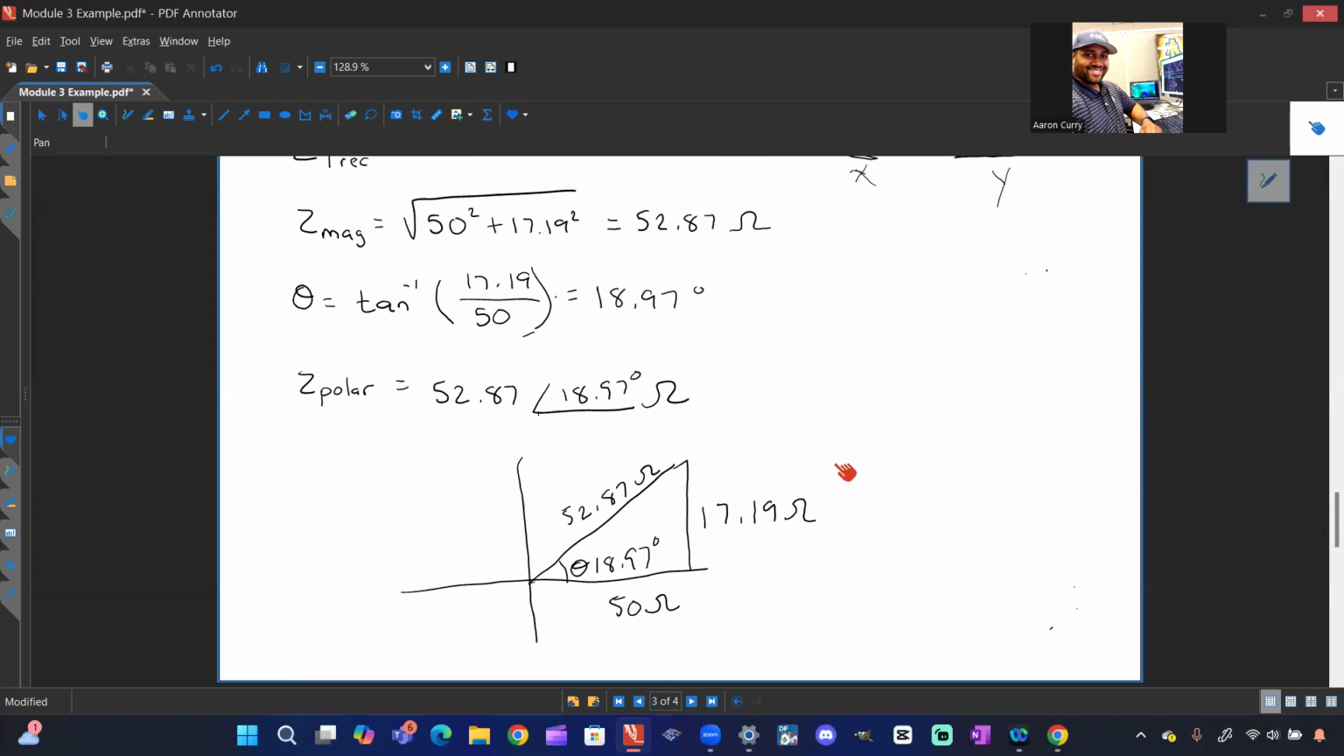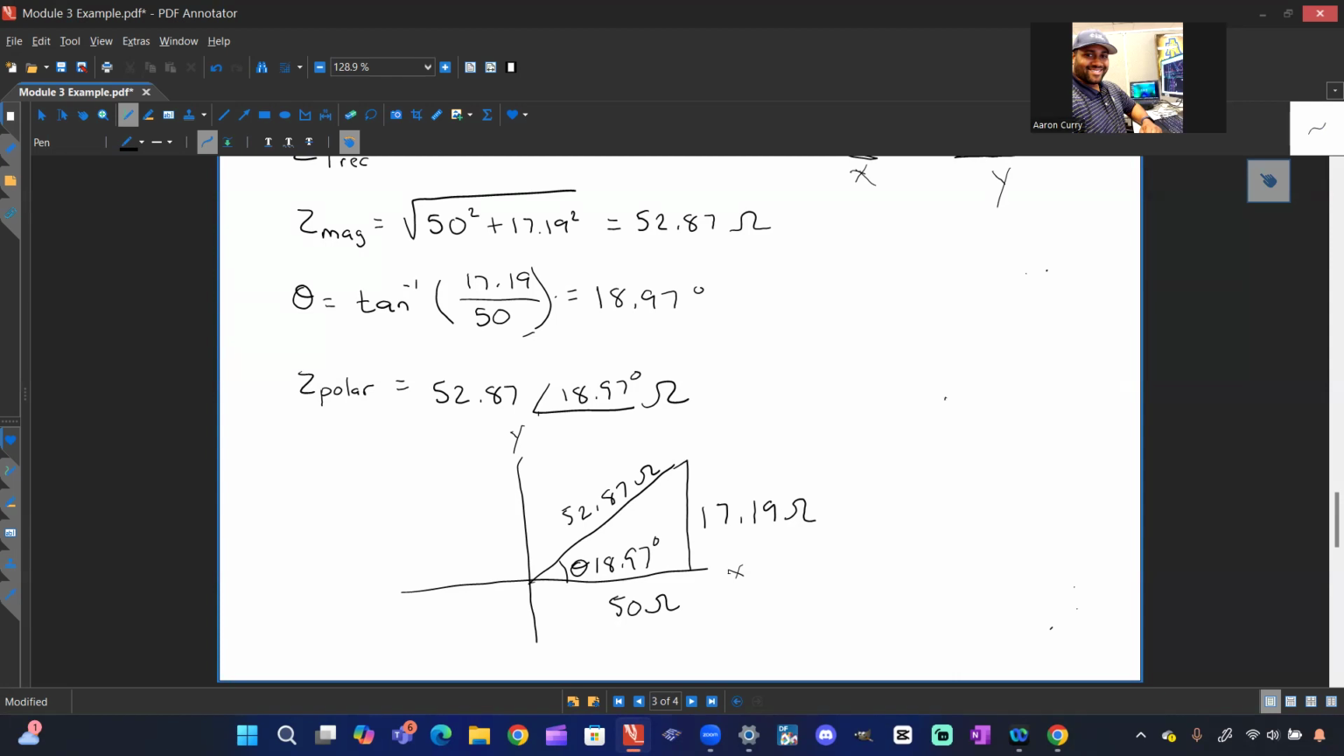If you were to graph this out, this is your y-axis, this is your x-axis. Down here would be your 50 ohms. Then you have your 17.19 ohms for your inductive reactance. Then you also have your magnitude, which is the hypotenuse of this triangle, and then you have your angle. I'm not too particular about making sure this angle is exactly right. I'm more concerned about making sure that it's in the right quadrant.